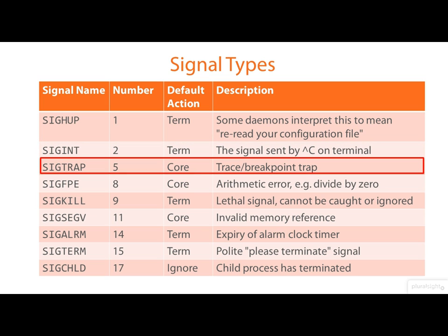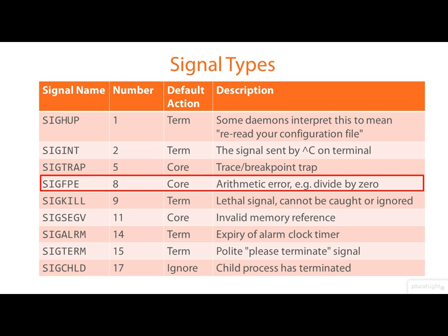SIGTRAP is a little more specialised. This is used if you're tracing or debugging a program, setting breakpoints and so on. SIGFPE stands for floating point exception. That's a more self-inflicted signal. It occurs on certain types of arithmetic error, most commonly division by 0.